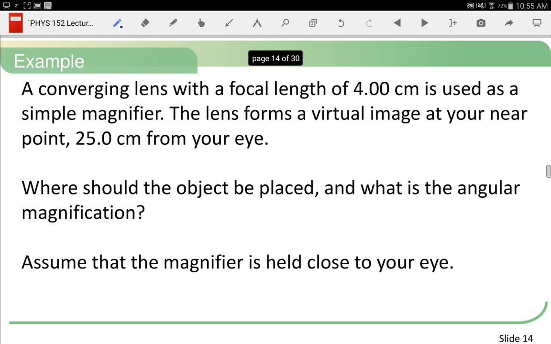So, doing a simple problem. A converging lens with a focal length of 4 centimeters is used as a simple magnifier. The lens forms a virtual image at your near point. So which type are we using here? Accommodated or unaccommodated? Accommodated, because it's at the near point. Where should the object be placed, and what is the angle of magnification?